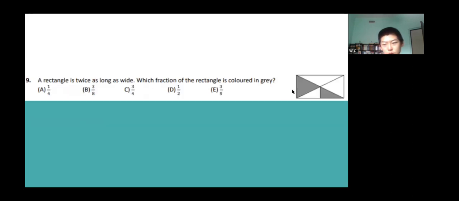The rectangle is twice as long as it is wide. What fraction of the rectangle is colored in gray? I'll give you around 3 minutes to think about this. And if you have an answer, please type in the chat.